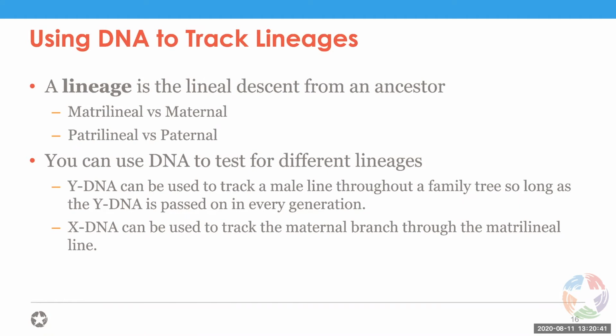And the same goes for a patrilineal line. Patrilineal is the lineage from a male ancestor on the father's line, and it's only going to show that male descendant. Paternal is the lineage that is related through the father's line, so it includes male and female descendants on that side. You can use DNA to test for different lineages. As we mentioned before, Y DNA can be used to track a male line throughout a family tree, so long as the Y DNA is passed on in every generation. And then X DNA can be used to track the maternal branch through the matrilineal line.